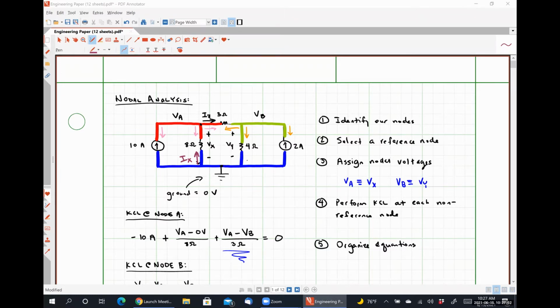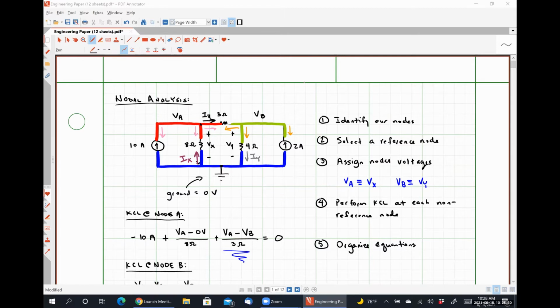For the sake of argument here, let's call this current IY. How would we solve for that guy? Positive VB over 4, absolutely. So we can use Ohm's law to solve for any current in our system that we don't know. And then we can use the combination, now that we know all of our nodal voltages and all of our currents, we can then solve for powers and stuff like that, right?